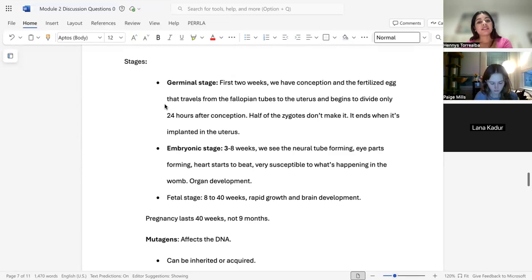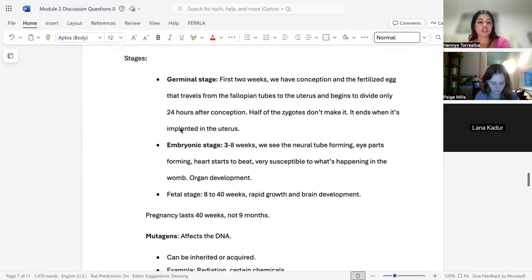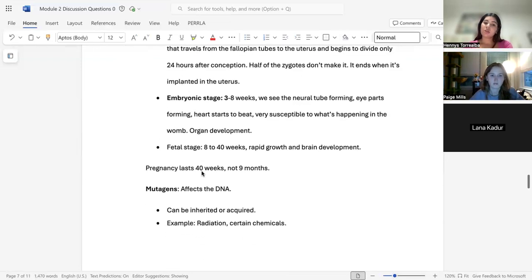Then we have embryonic stage, which is 3 to 8 weeks. This is when most of the organ development happens. We have the neural tube forming, eye parts, the heart starts to beat, and then the fetus is very susceptible to whatever's happening in the womb. And then we have finally the fetal stage, which is from 8 to 40 weeks. And this is when we have more rapid growth, brain development, sensory development, and all of that. Pregnancy lasts 40 weeks, not 9 months. 9 months would be about 36 weeks.